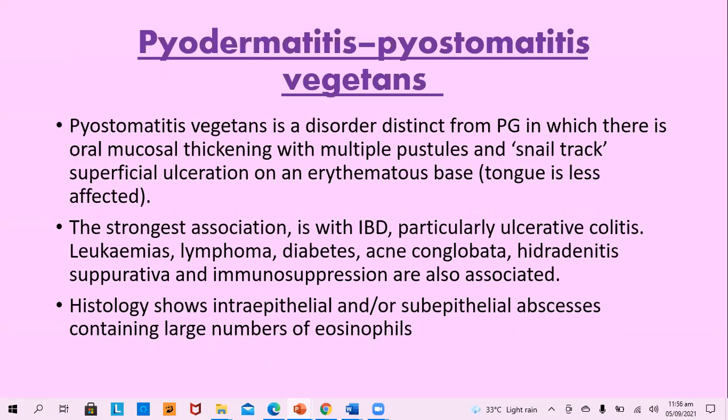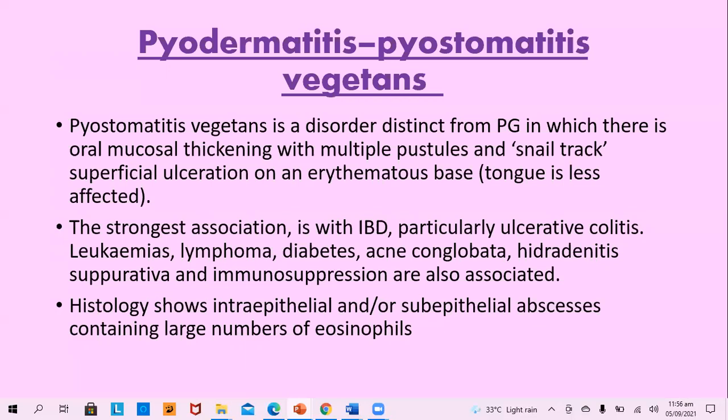The second disease under the category of neutrophilic dermatosis with bowel disorders is pyodermatitis or pyostomatitis vegetans. It is a disorder which is distinct from pyoderma gangrenosum, in which there is oral mucosal thickening with multiple pustules and snail tract superficial ulceration on erythematous base in the oral mucosa, but the tongue is less affected.